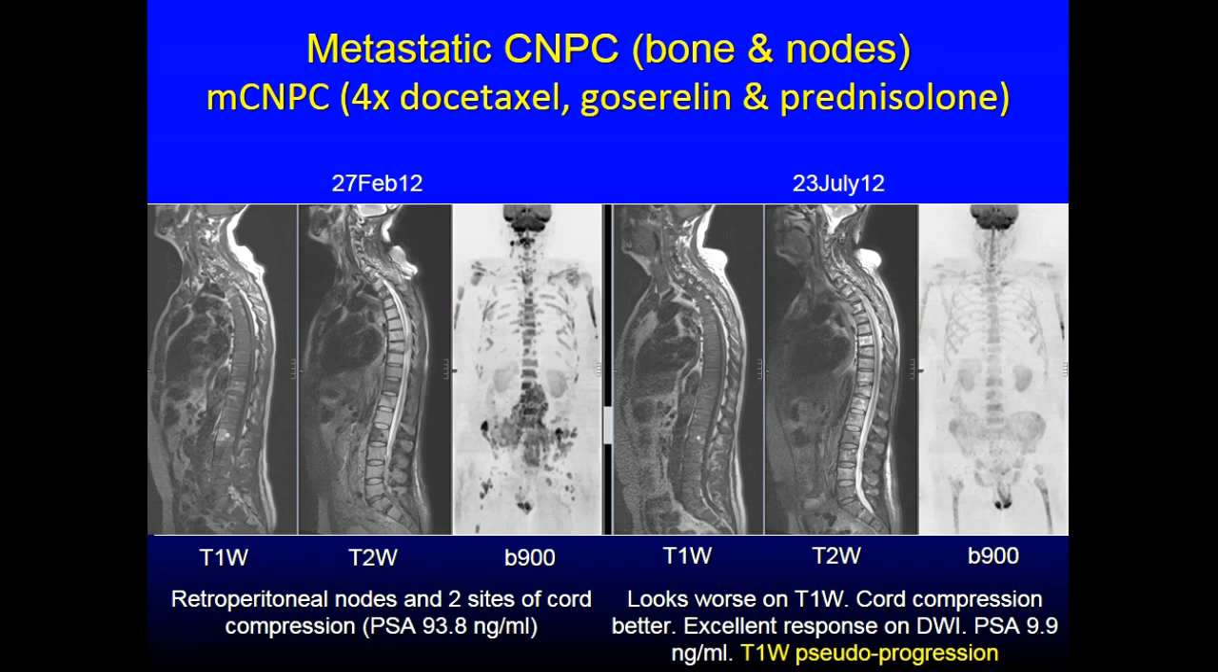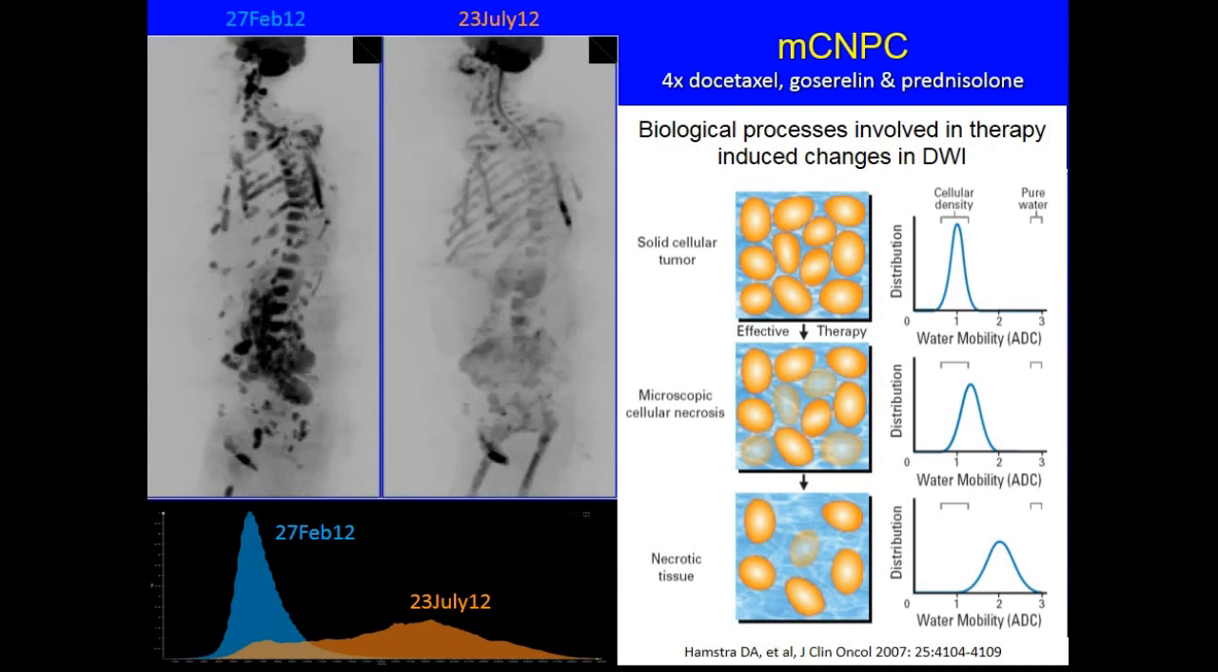So here is a patient who is responding to therapy. This patient with castrate-naive prostate cancer was treated with Zoladex and docetaxel. We can see a good response to treatment on the diffusion scan, which is less evident on the morphologic sequences.